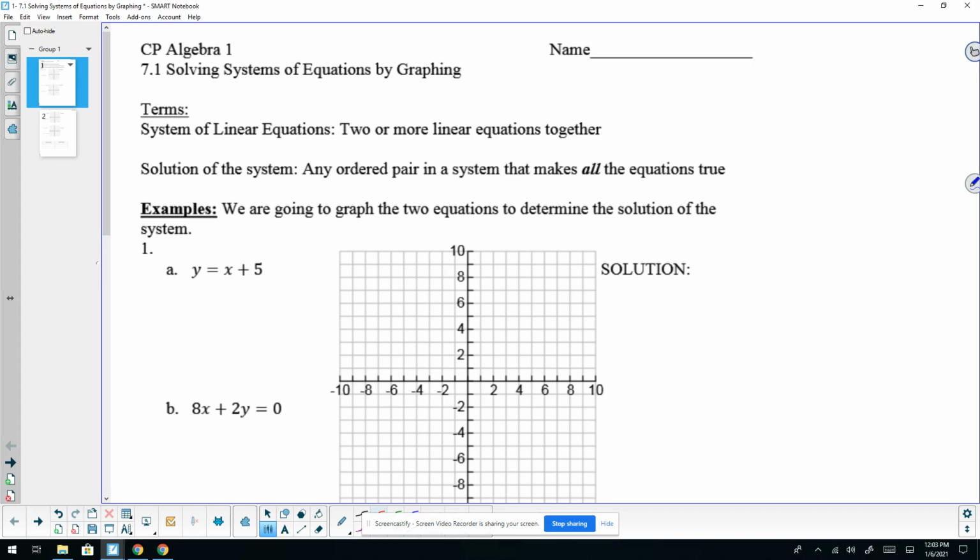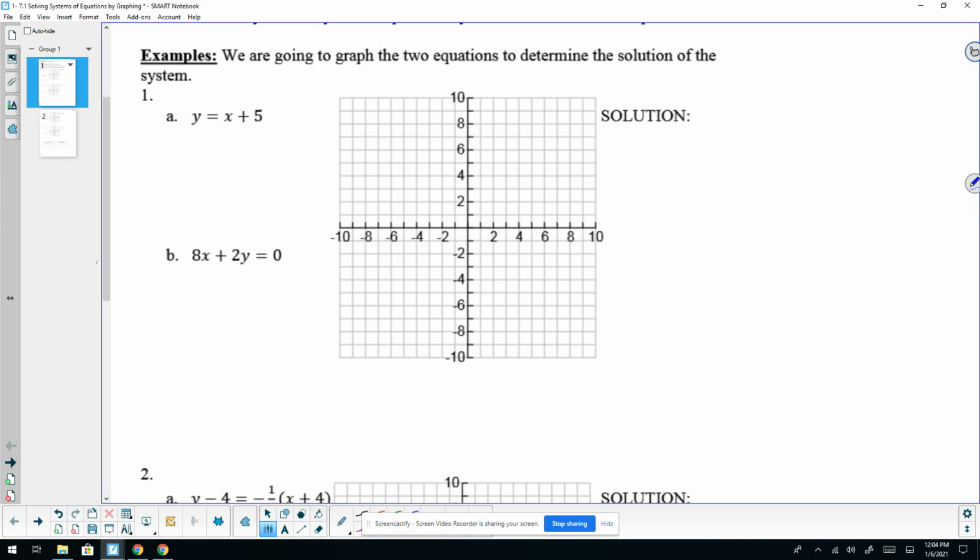So again, if you're looking on a graph, it is where one point on the graph is touching all of the lines in the system. So if I have two lines, that one point has to touch both lines. If I have three lines, then that one point has to touch all three lines. We'll look at a couple of different special types of answers as we go through our notes today, okay? Let's get right into a problem.